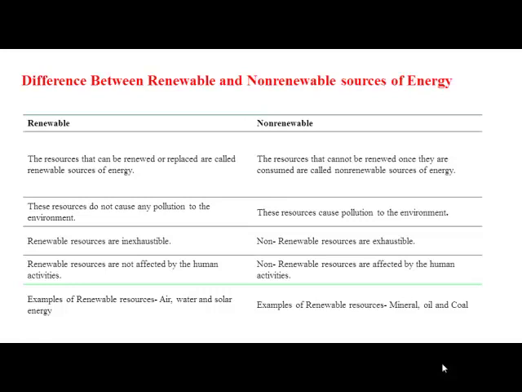There are two main types of energy sources, renewable and non-renewable. Now, we will study the main differences between these two. Renewable energy: the resources that can be renewed or replaced are called renewable sources of energy. These resources usually do not cause any pollution to the environment, and they are inexhaustible. Renewable resources are not affected by human activities, like air, water and solar energy.